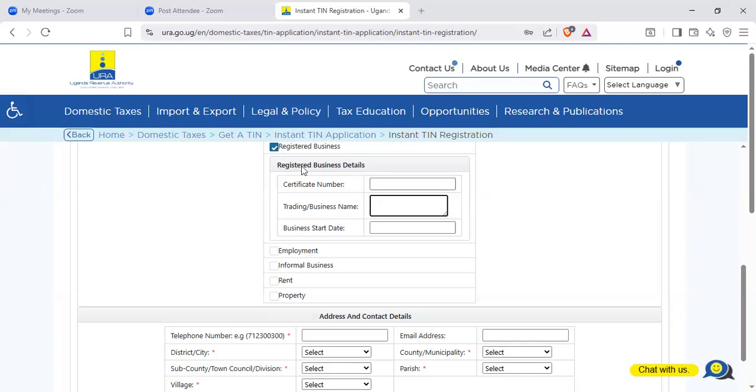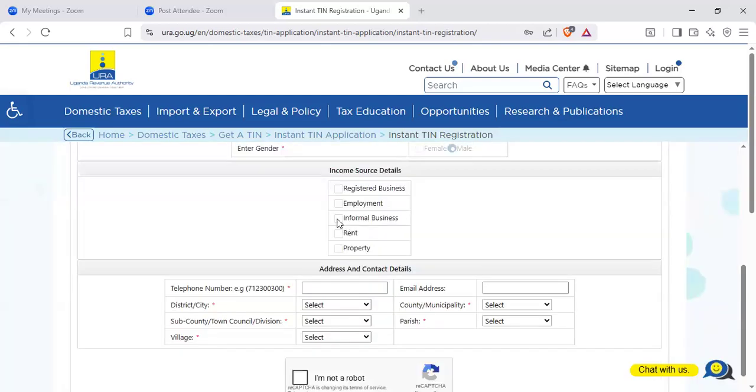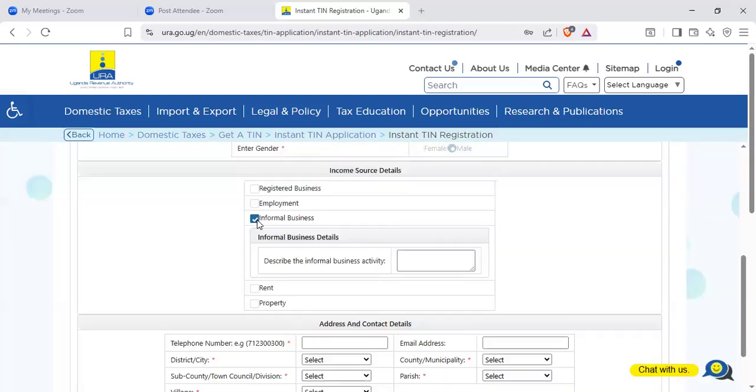If it is an informal business, you click here. Informal, that is a business not yet registered. So you just describe the nature of the business. You type here.